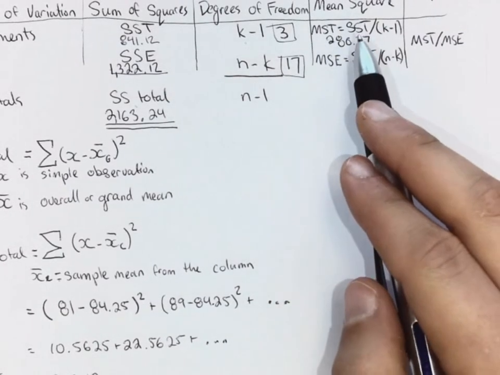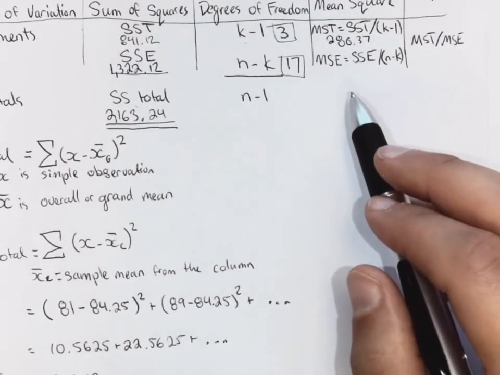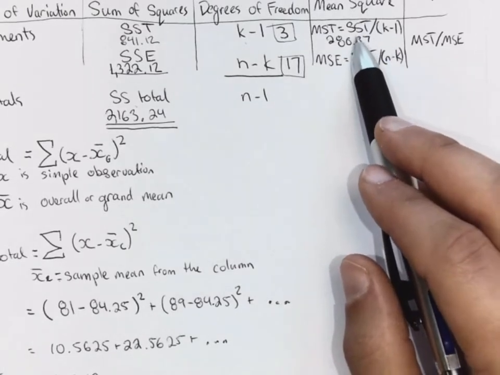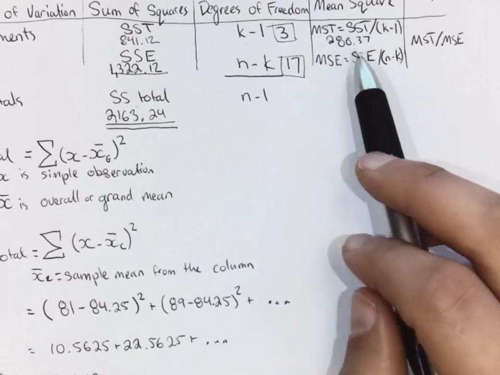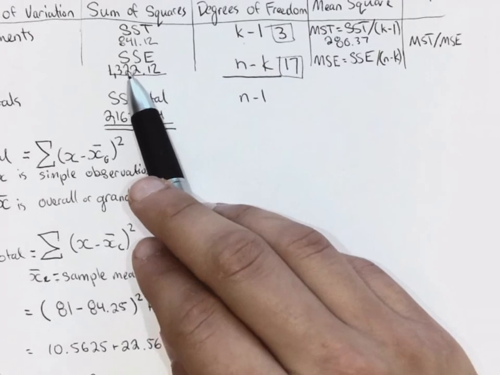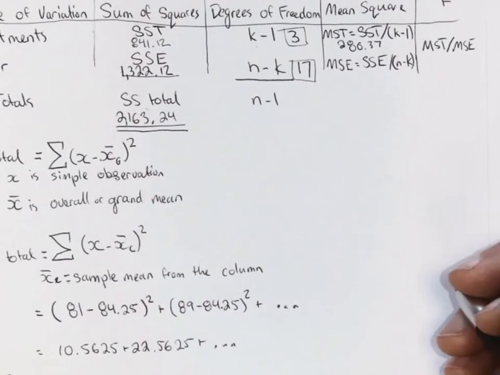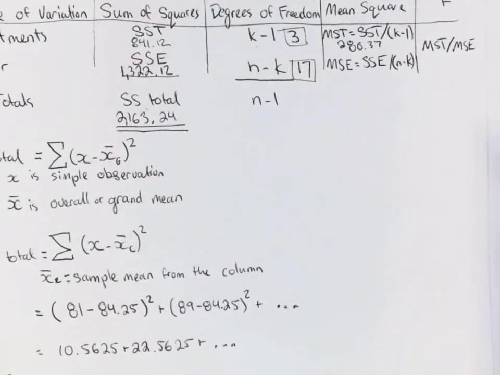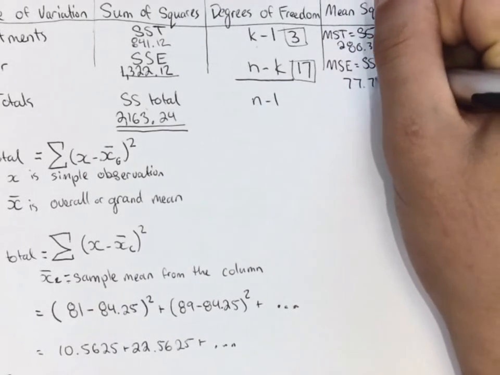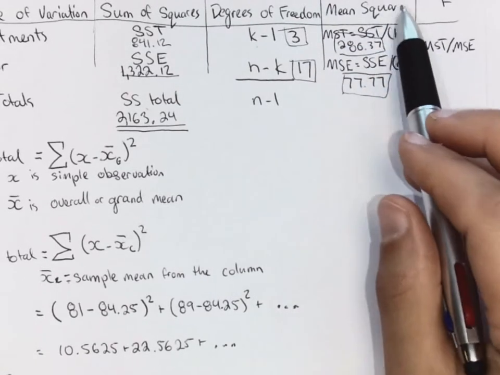Now our MST is our mean square of our treatment, and our MSE is our mean square of our error. So again here, we can take this amount, divide it by our degree of freedom, and we would get 1322.12 divided by 17 is 77.77. And just like that, we have our two mean squares.